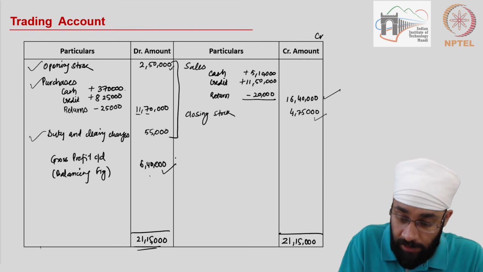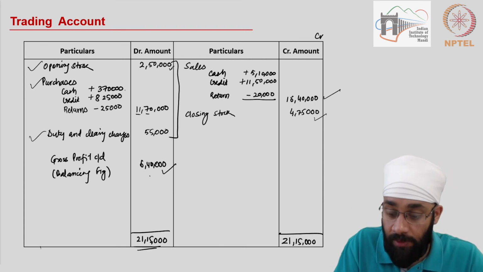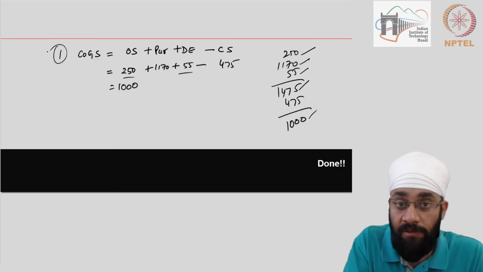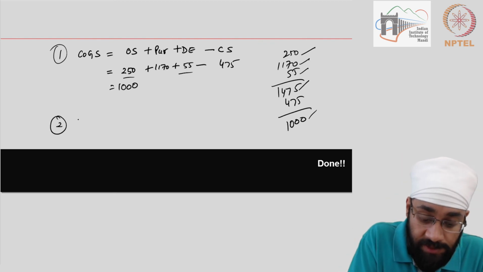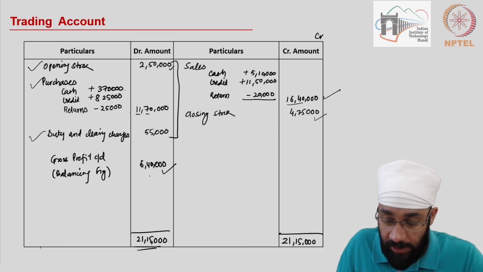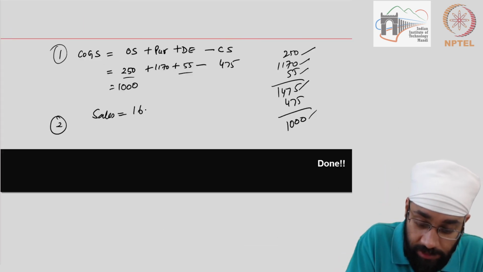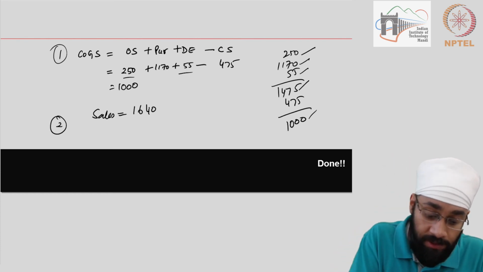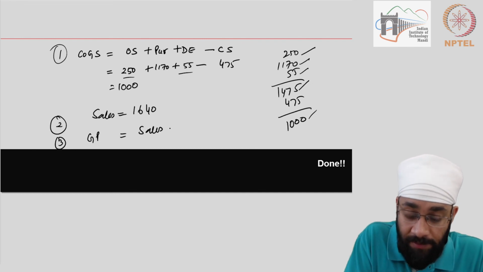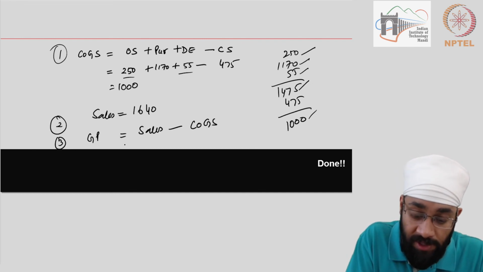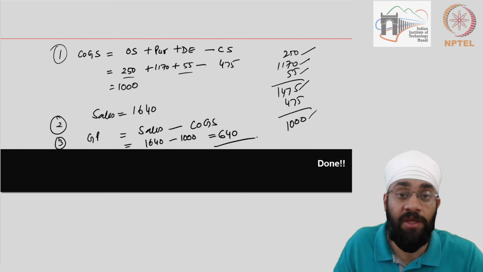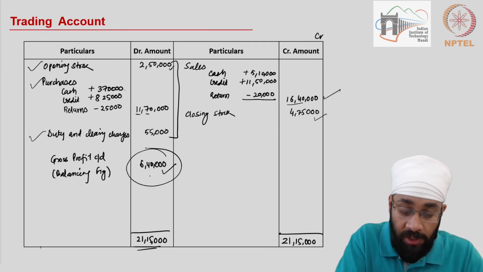And then you deduct it out of the sales that you have. Sales are 1640. So the cost of goods sold has been figured out. The sales during the year are 1640. And now to figure out the gross profit, which is equal to sales minus the cost of goods sold, is equal to 1640 minus 1000, which gives you 640 lakhs, which is what is being shown here as the gross profit.